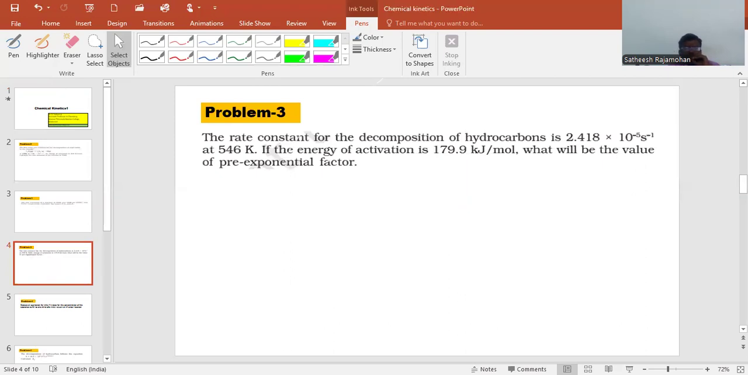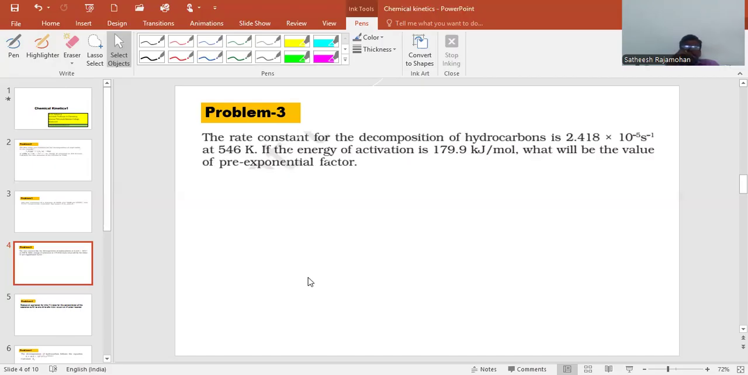In many competitive exams, the students ignore physical chemistry problems. Actually, the physical chemistry problems are very useful and very easy to score marks in competitive exams, compared with your organic chemistry and inorganic chemistry. The only thing is you have to practice more number of problems like this. So what is the first problem?